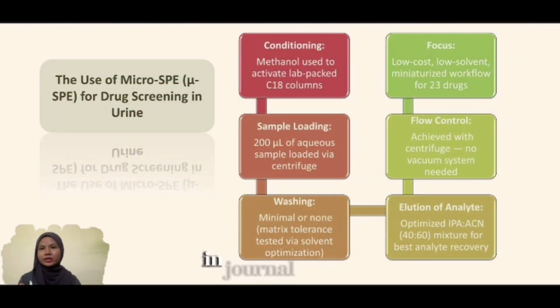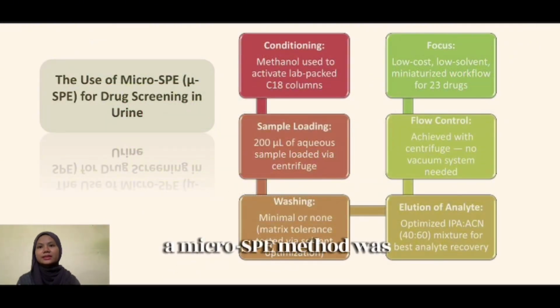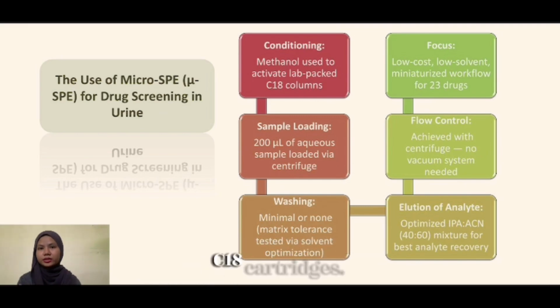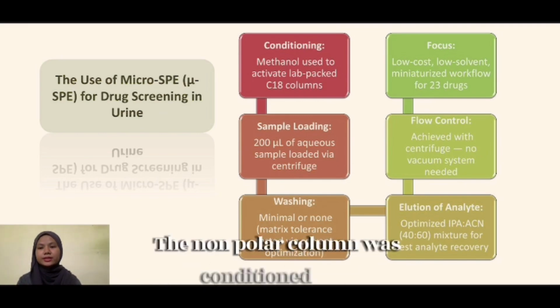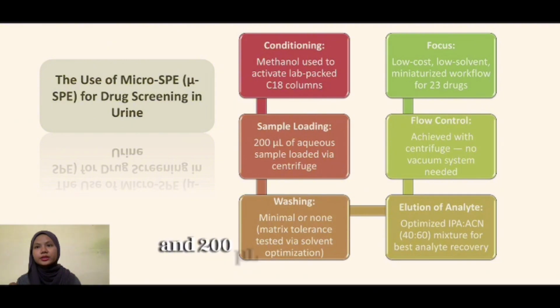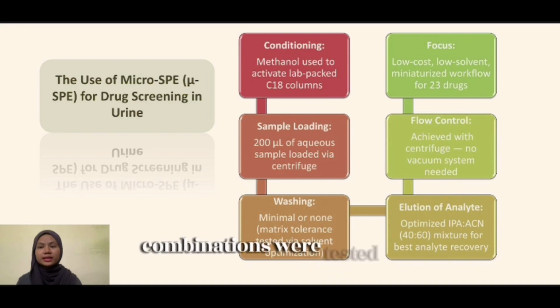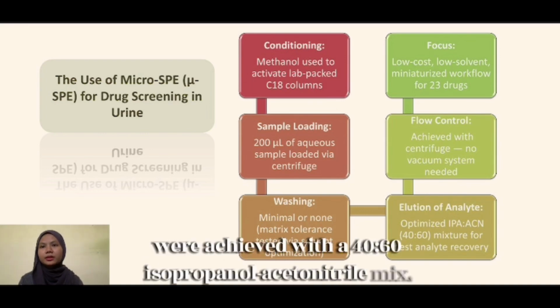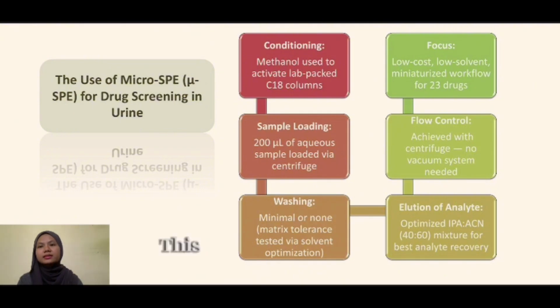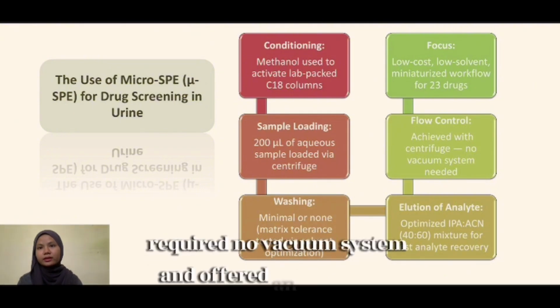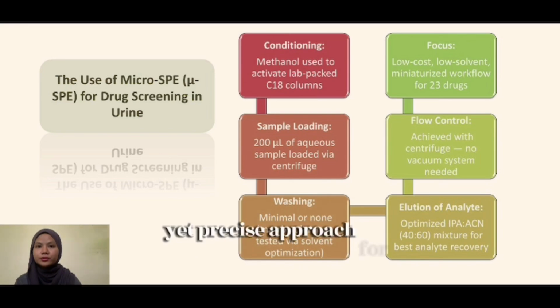Last but not least, in Journal 3, a micro-SPE method was developed using in-lab-packed C18 cartridges. The non-polar column was conditioned first with methanol, and 200 microliter of sample was loaded via centrifugation to allow controlled flow. A variety of solvent combinations were tested for elution, and the best results were achieved with a 40-60 isopropanol acetonitrile mix. This simple miniaturized method required no vacuum system and offered an affordable yet precise approach for multi-drug screening in urine.